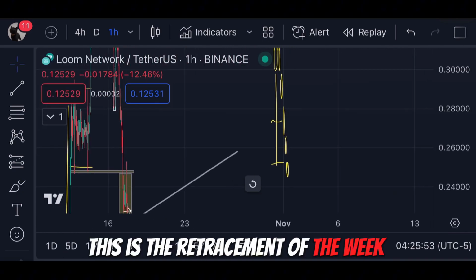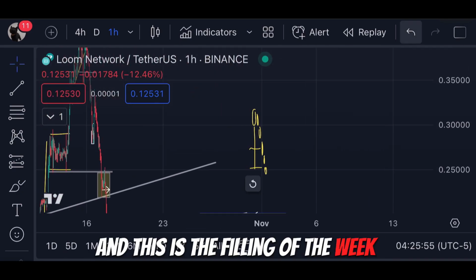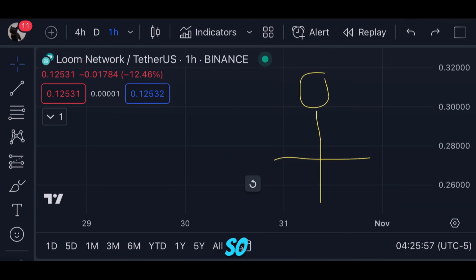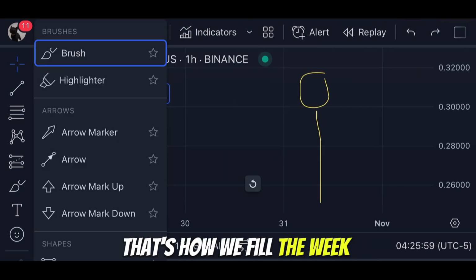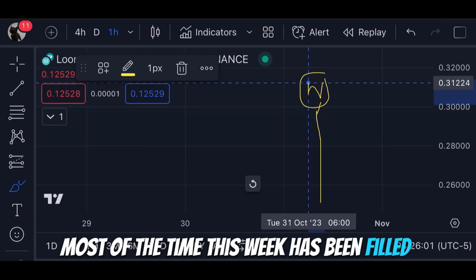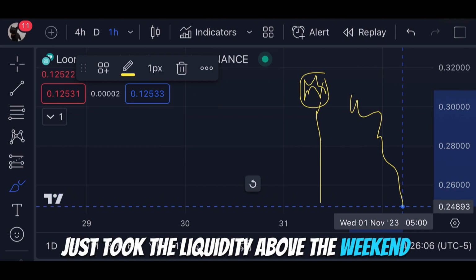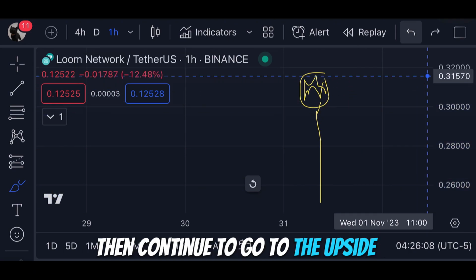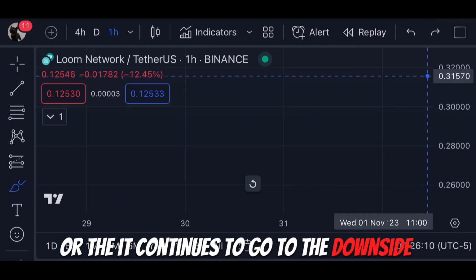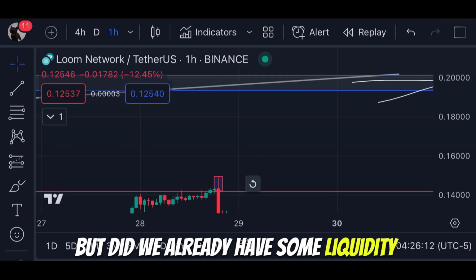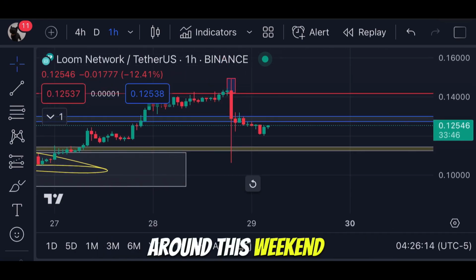This is the formation, this is the retracement of the wick, and this is the filling of the wick, you can call it. So that's how we fill the wick, and most of the time this wick has been filled, like the other candles come here, just took the liquidity above the wick, and then continue to go to the upside, or it continues to go to the downside. But we already have some liquidity around this wick in the early time frame.